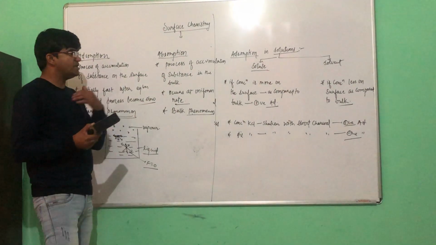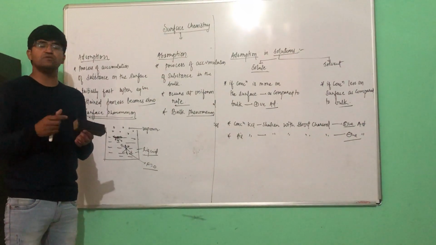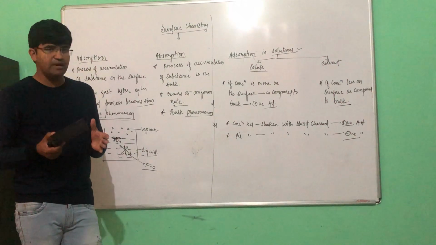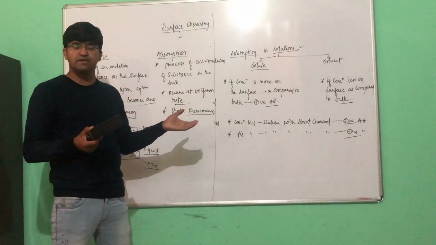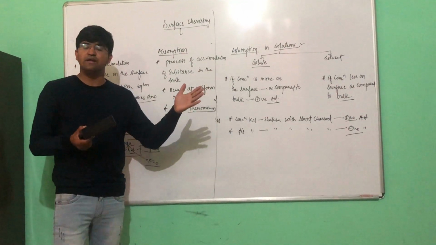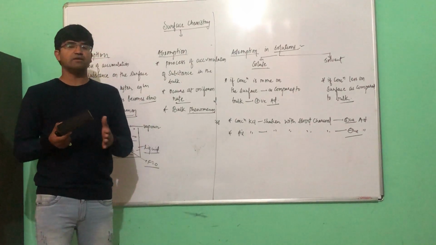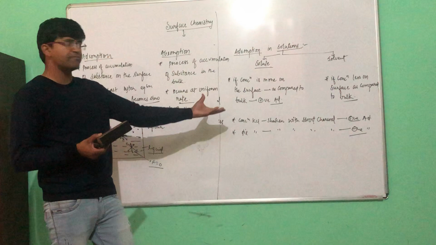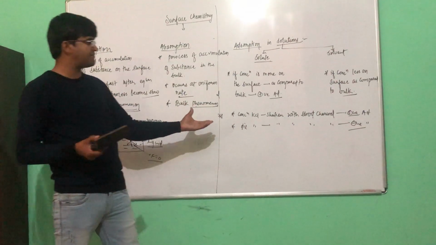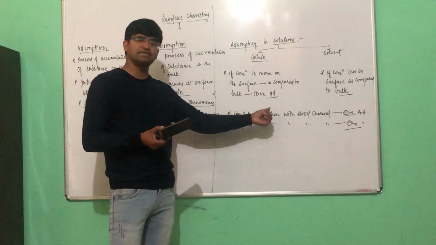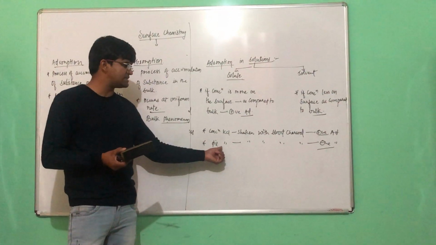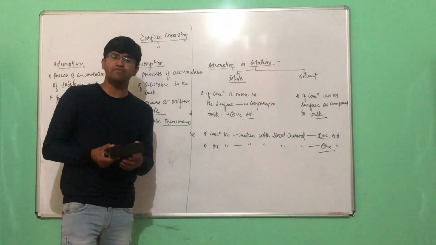Now adsorption from solutions. When the concentration of solute on the surface is more as compared to the bulk, then it is known as positive adsorption. And when the concentration of the solute is less as compared to the bulk, then it is known as negative adsorption. That we can study in terms of blood charcoal. As blood is composed of different types of salts, when KCl is taken with blood charcoal, then it is positive adsorption. And when a dilute solution of KCl is taken with blood charcoal, then it is a kind of negative adsorption.